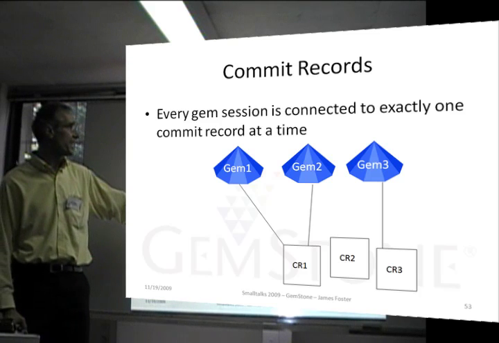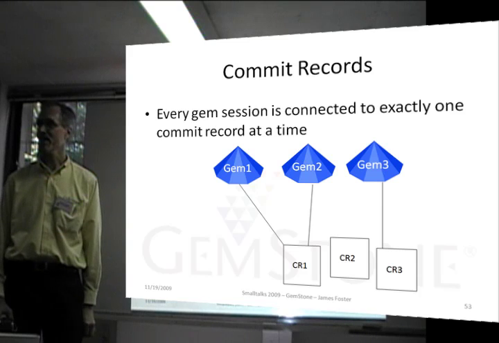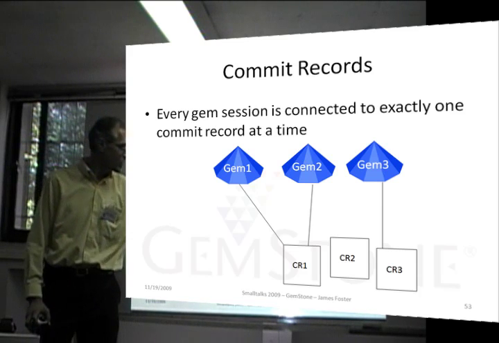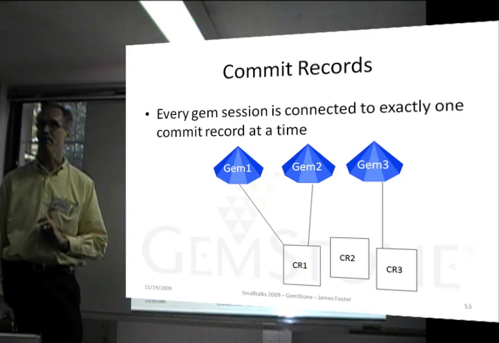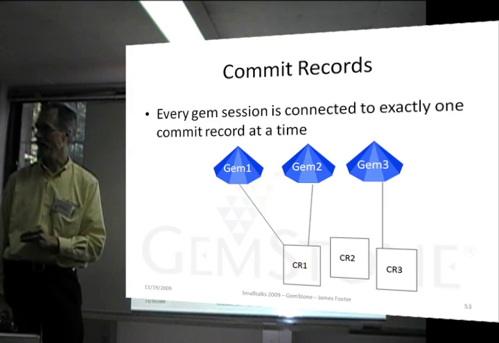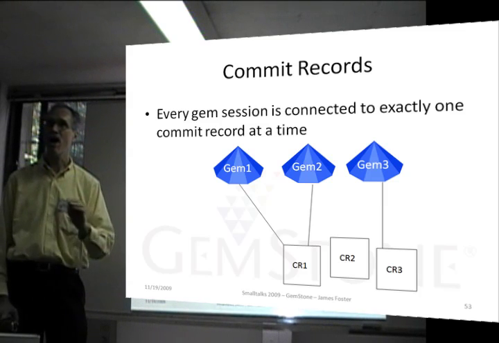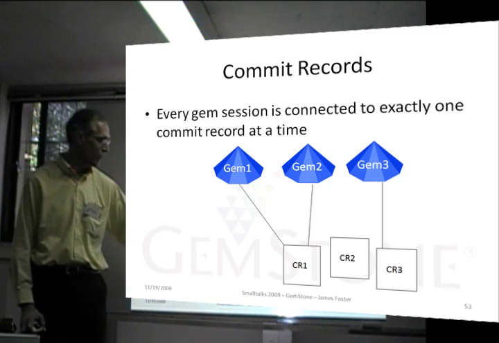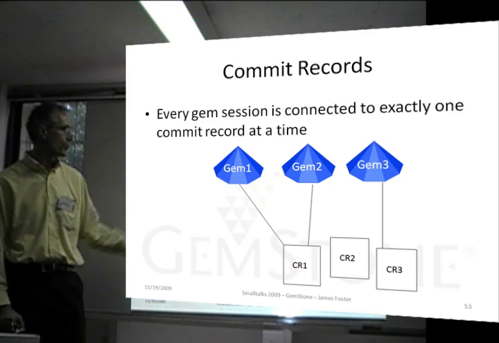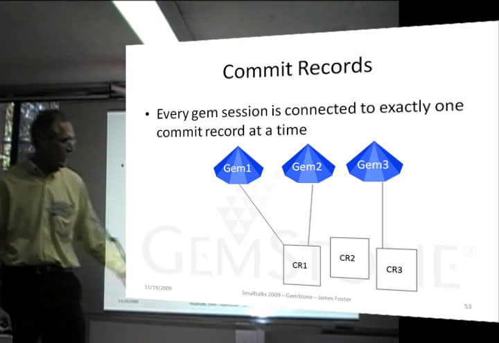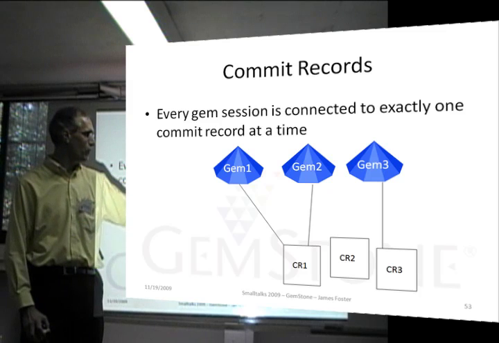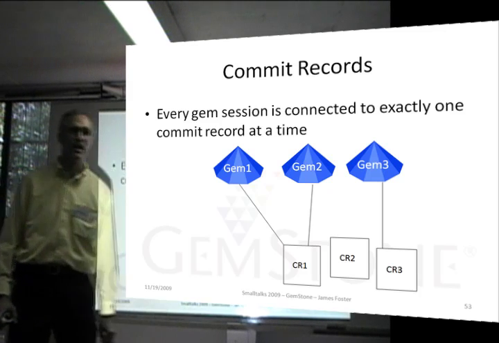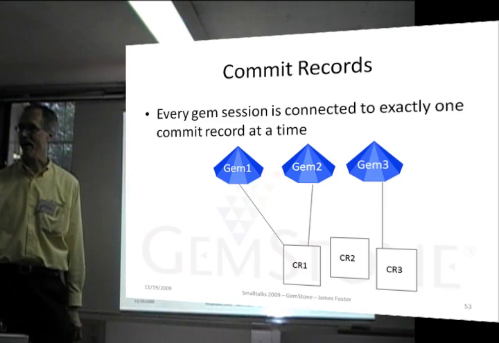Every gem session is connected to exactly one commit record at a time. Now, multiple gems can have the same commit record. So if two sessions log in at the same time, they will both get the current, most recent commit record. That's the way, when you log in, you get a view of the database. And a view is associated with a commit record. So when you log in, you get a commit record. If someone's done a commit, they've created a new commit record. And if you do an abort or commit, then you'll get moved up to the latest commit record.